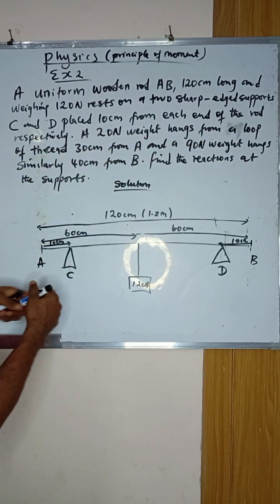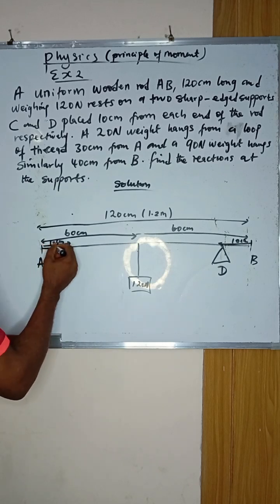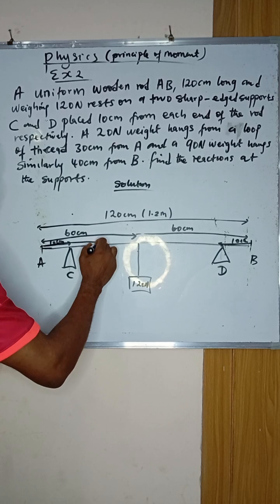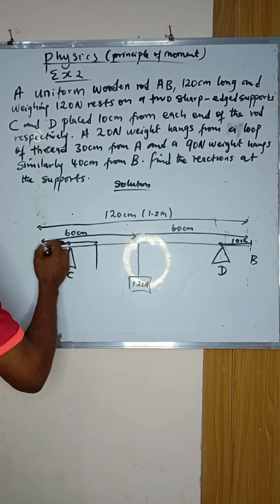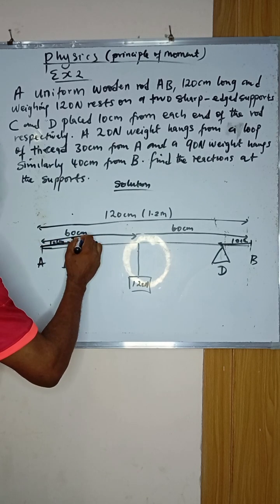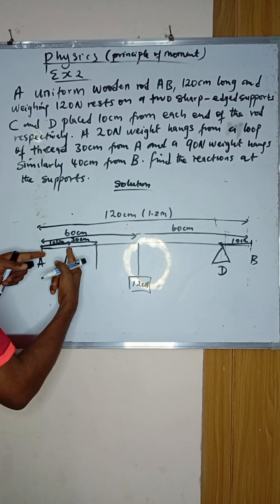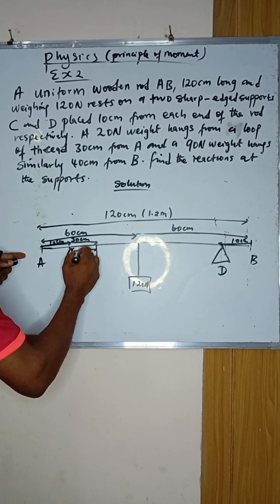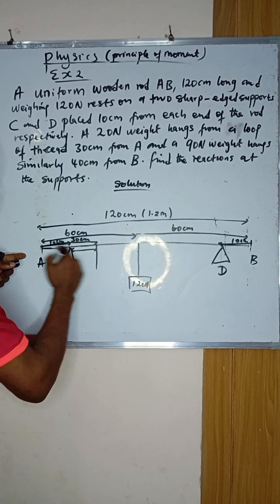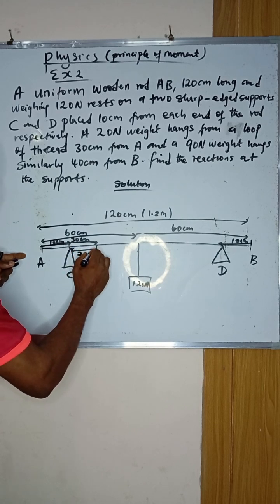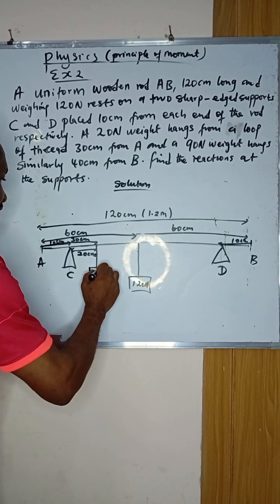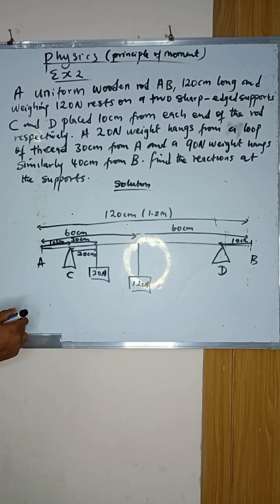Now the next thing is to locate the weight hanging from a loop of thread 30 cm from A. So 30 cm from here to here is where it is suspended. And from here to here, if we have removed 10, it will now be 20 centimeter. So this is where this 20 Newton hangs.